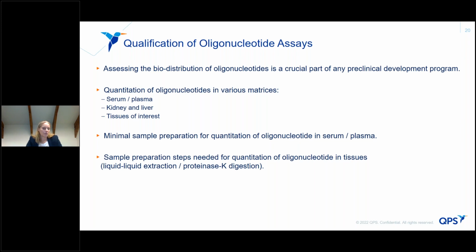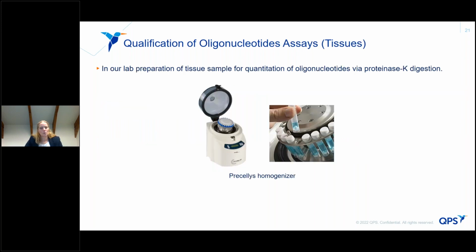While there is minimal sample preparation for the quantification of oligonucleotides in serum and plasma, there are sample preparation steps needed for the quantification of oligonucleotides in tissues. This can be done by liquid-liquid extraction or, for example, proteinase K digestion, where protein interference is avoided, which allows for a better binding. So what we do in our lab is we prepare tissue samples for the quantification of oligonucleotides via proteinase K digestion. We prepare homogenate and we combine that with the proteinase K.